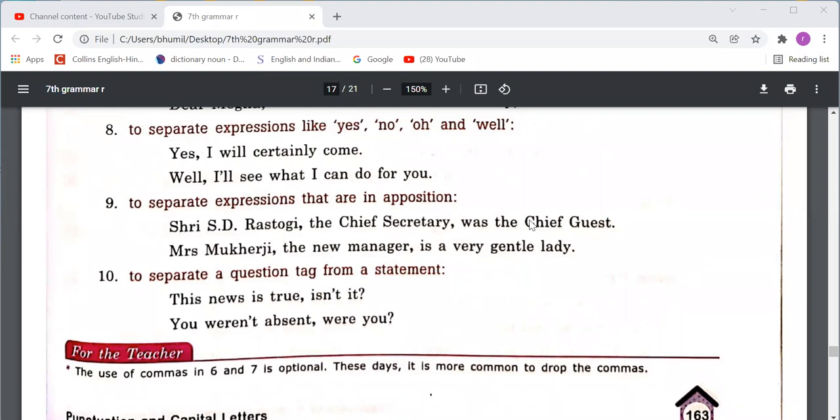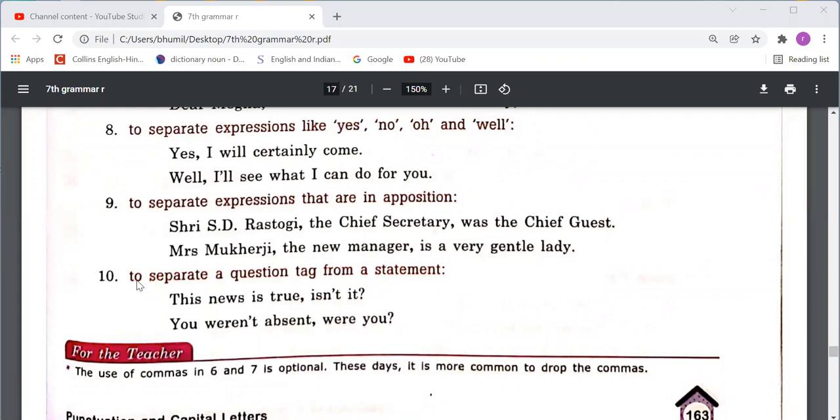Now see the next sentence. Mrs. Mukherjee, a new manager, is a very gentle lady. So the new manager, that's the referring word. We are giving more identification of Mrs. Mukherjee. So these appositions we have used here, and to make them separate, again we have to use a comma before and after them, right?